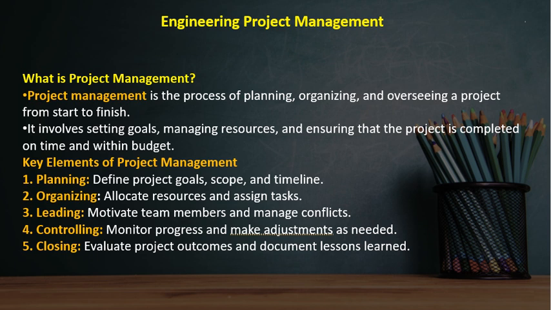Clear? It has these elements. Planning: what you want to do, how much you want to do, in what time. So I want to construct a building. Goal: a 20-story building. Scope. I want to do it in 6 months. Timeline. Got it? This is all part of planning. Organizing: how much money I will need, how many people I need, what equipment I need, what material I need. This is all part of organizing.